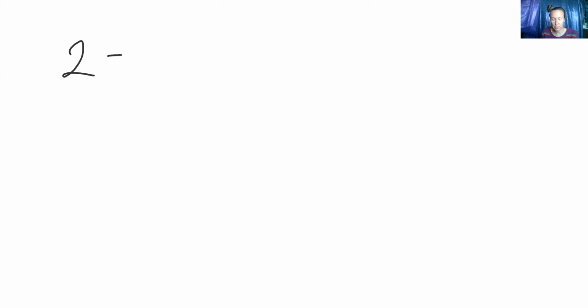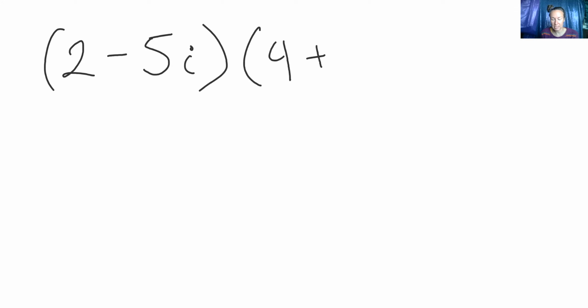So in our next example, we've got this complex number 2 minus 5i, and we've got this complex number 4 plus i. It looks similar to the last example, but here there is no addition in between them. So this is multiplication. All right. So when we multiply, remember all the terms in the first set have to be multiplied by all the terms in the second set. So we've got 2 times 4 is 8.